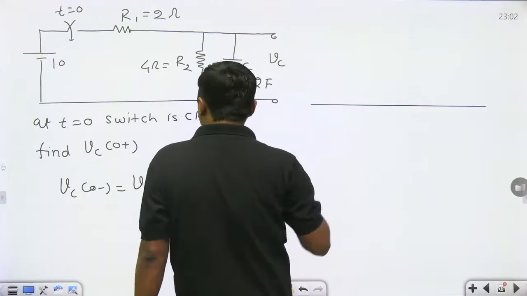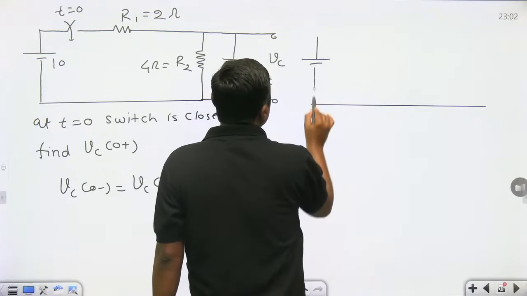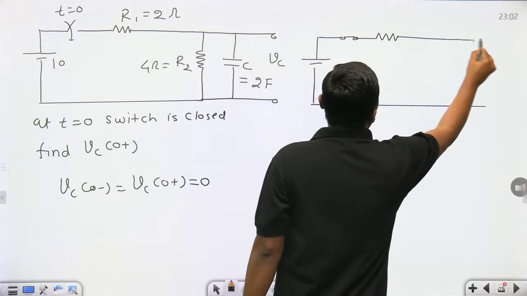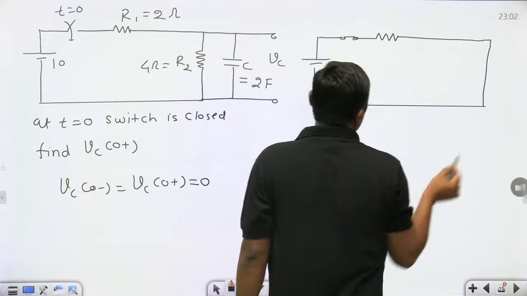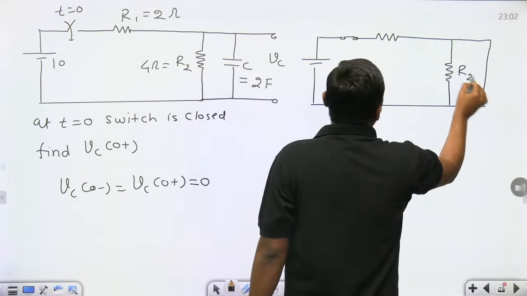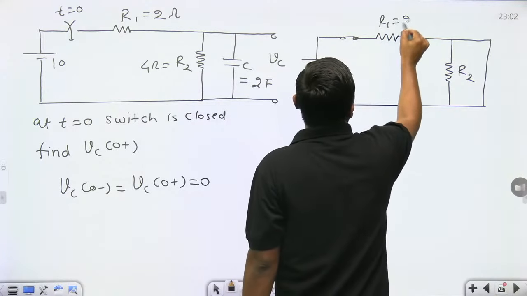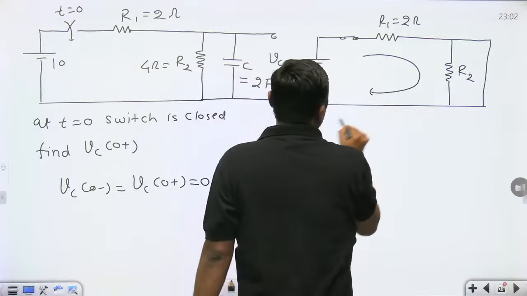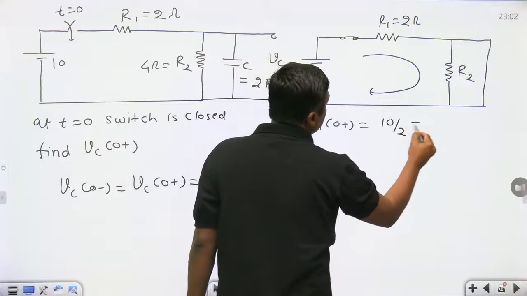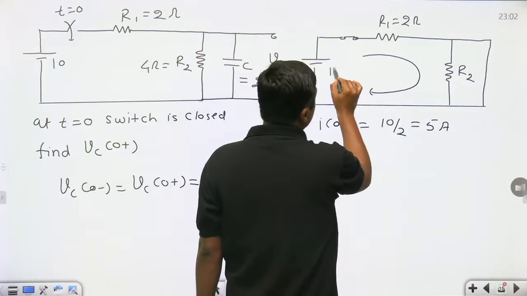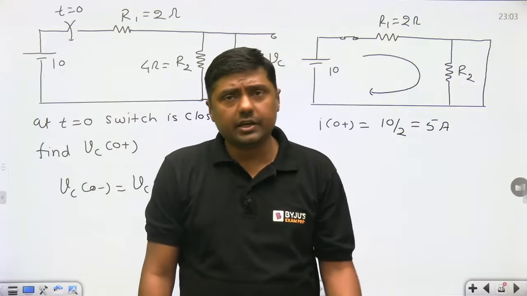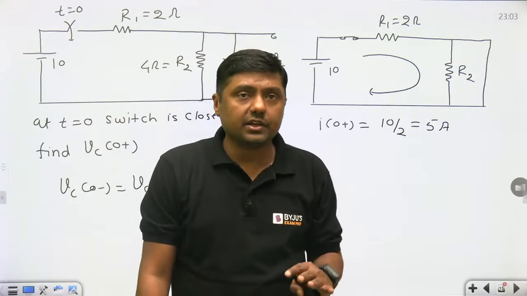Okay, no problem. Now calculate the current. Initially the capacitor will act as what? Short circuit. Initially this capacitor will act as a short circuit because there is no voltage, and this is R2. It will short circuit R2 also, and R1 is equal to 2 ohm. What is the initial current? Initial current is nothing but 10 divided by 2, that is 5 ampere. That is a finite current.